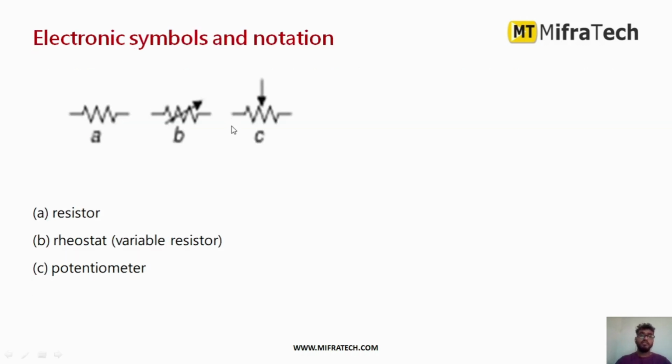These are the different electronic symbols and notations for resistors. The first one is the normal resistor notation. The second one, with an arrow, is a variable resistor, which you can call a rheostat. The third one is the potentiometer. This is the symbol to show the potentiometer. A potentiometer is also like a variable resistor.